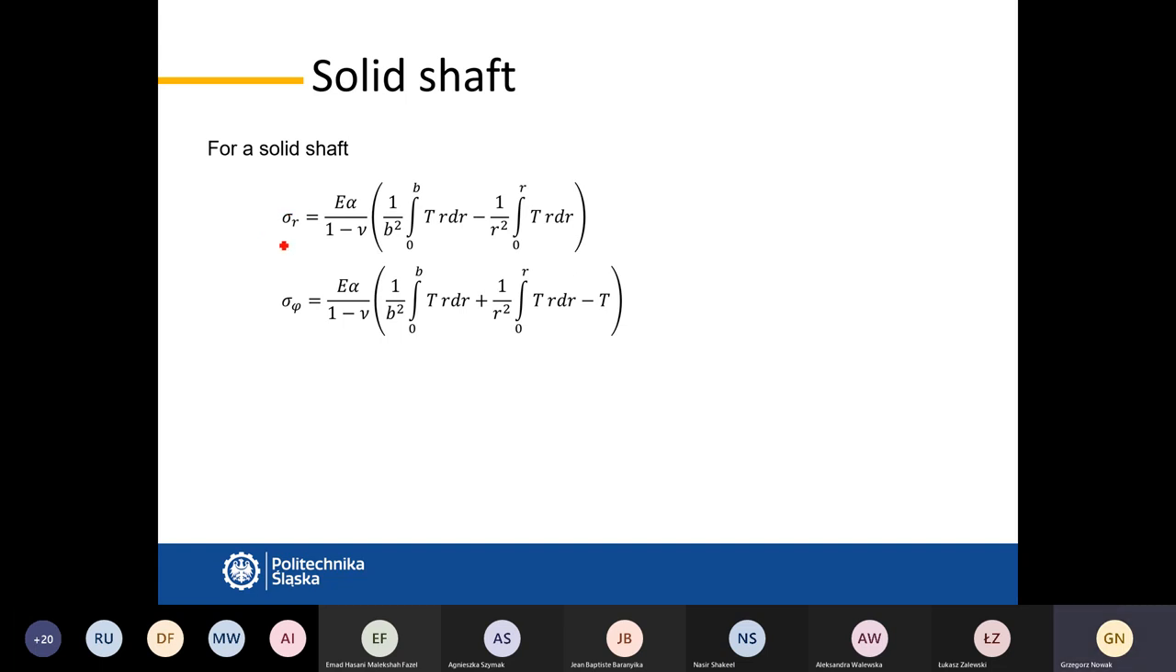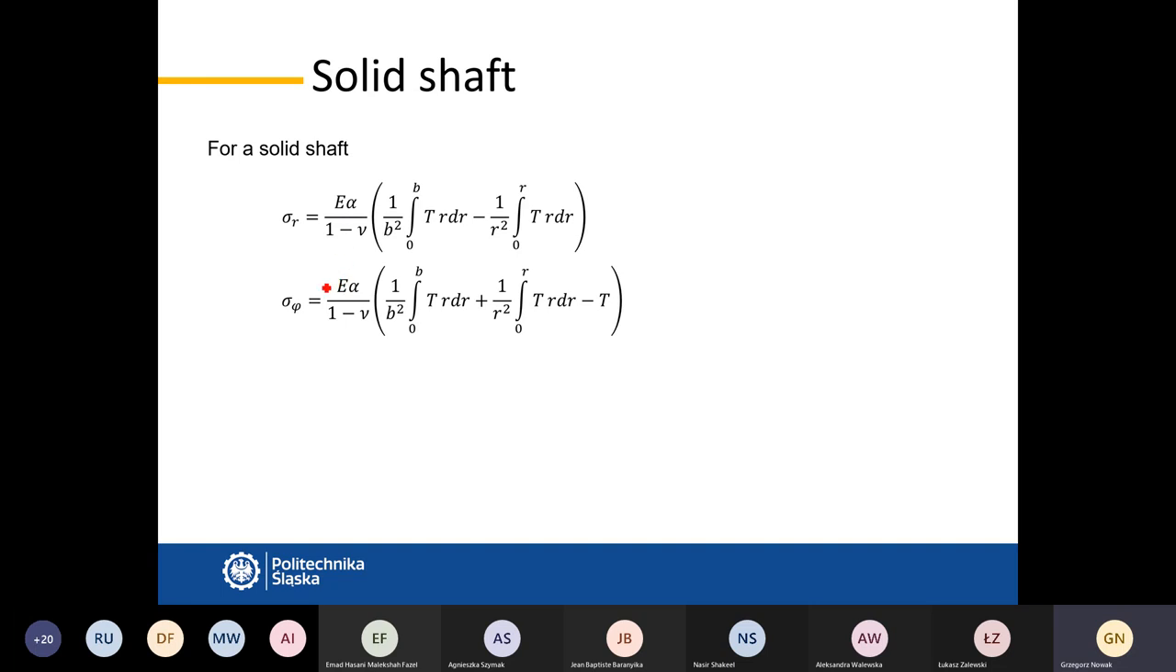And there is an integral from 0 to b, so over the entire radius, from the center of the shaft to the external surface, of such a factor, temperature times r, minus 1 over r. This r is the location at which we calculate the stresses, so this is the variable, and we integrate the lower part of the shaft from 0, from the center to the location we are looking at. This is the radial stress, and this is the circumferential stress, the stress in the tangential direction.